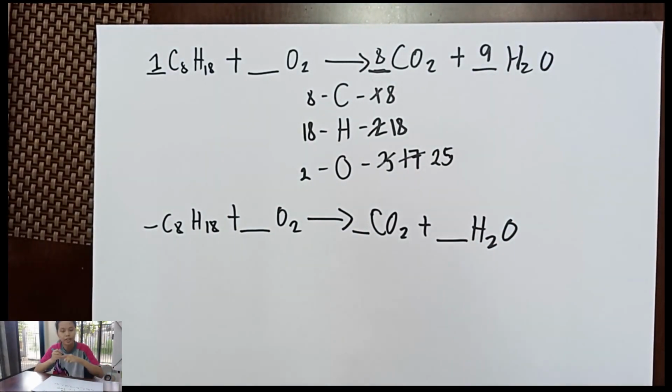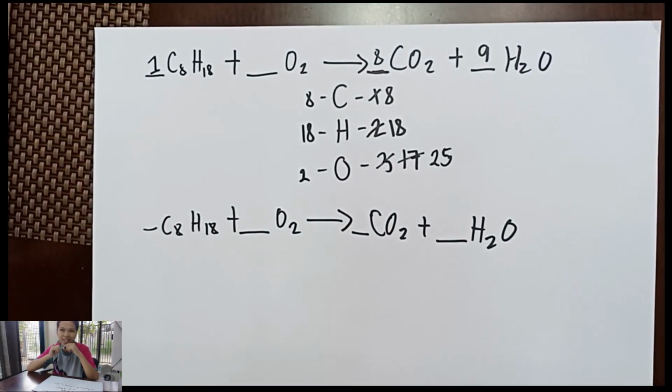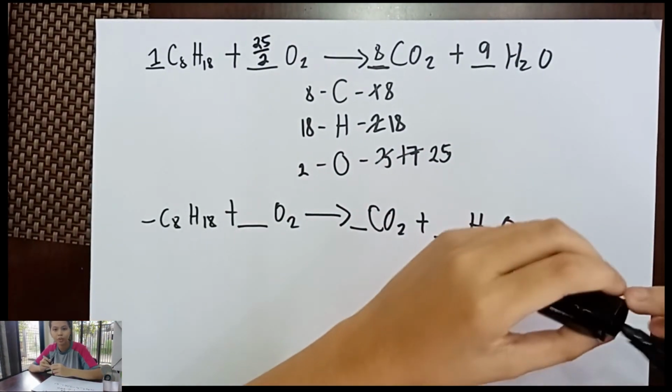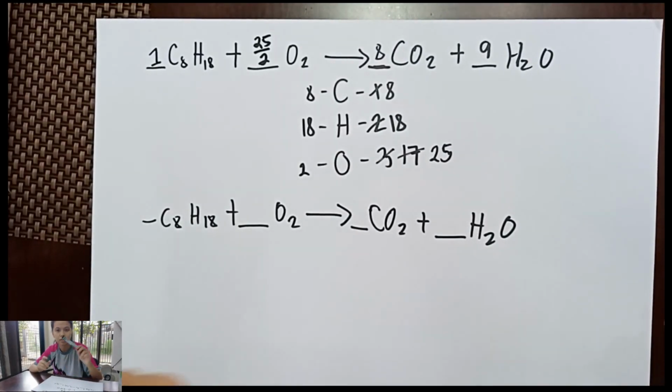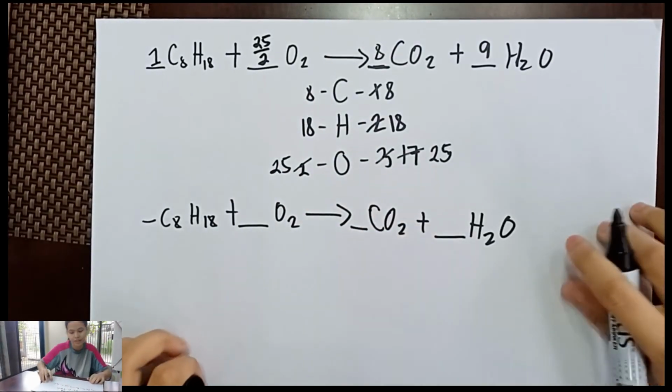Now last, I only have oxygen left to balance. So I'm going to find a number that when multiplied to 2 will give me 25. But that would be impossible since any number multiplied by 2 will give me an even number. So that gives me an idea that I have to put a fraction. So I'm going to try 25 over 2. 25 over 2 times 2, it will cancel the 2's and it will give me the whole number, the numerator 25. So that will be 25.